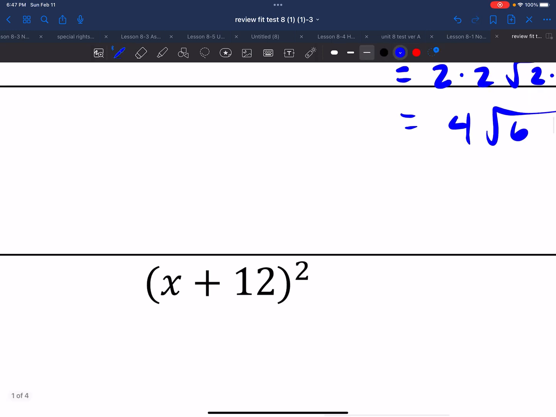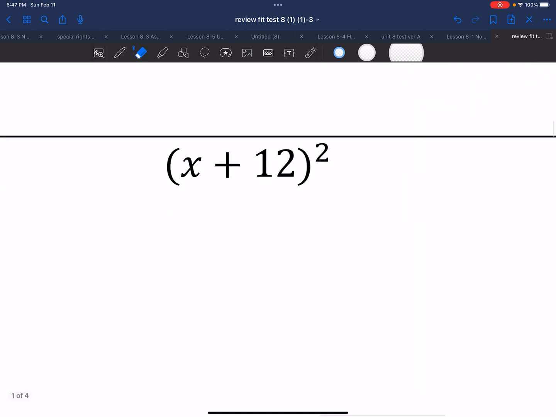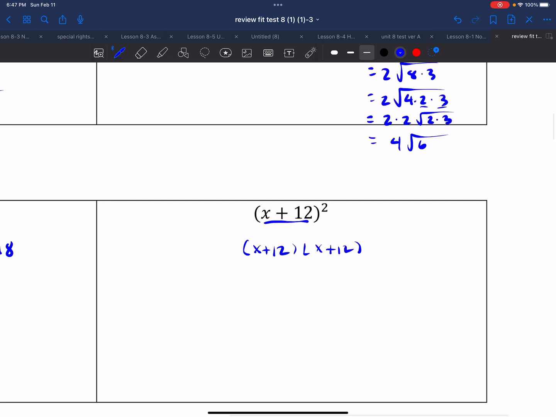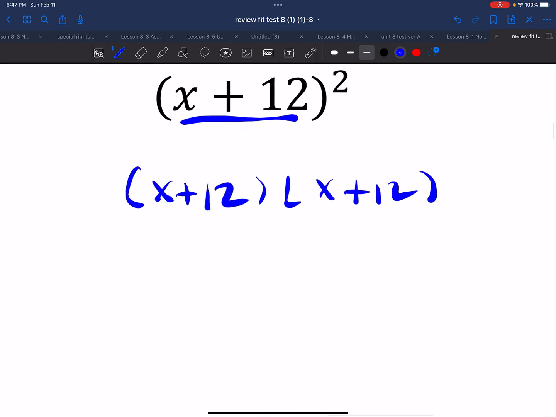What you're trying to think of is this: 4 root 3, quantity squared, and then you can distribute the 2 to each term. That's fine, because you can see that there's no plus or minus whatsoever, okay? But when you see a term, a sign, and a term inside the parentheses raised to the second power, you need to realize that this is rewritten twice: x plus 12 times x plus 12. Okay? So then, just like what we did before, when you have two binomials, you're going to FOIL.